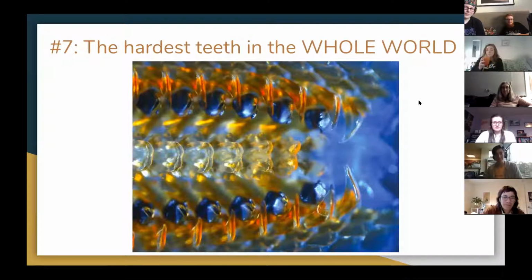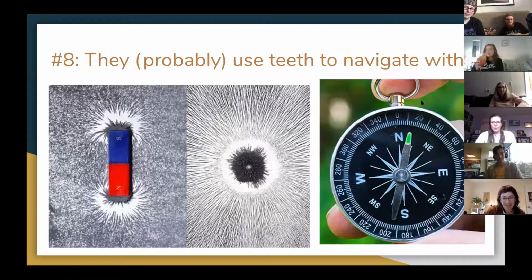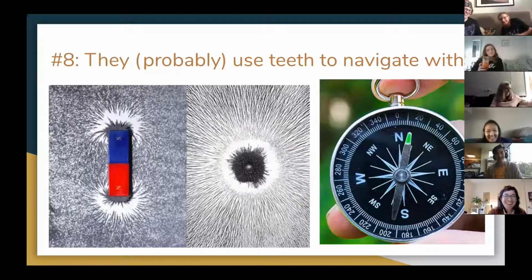And because they're magnetite, they use them to navigate. So not all chitons, well, they haven't tested all of the chitons, but it seems like some species tend to use changing magnetic fields, and in laboratories changes change how they move. So they assume that they are probably using their teeth to navigate around with.